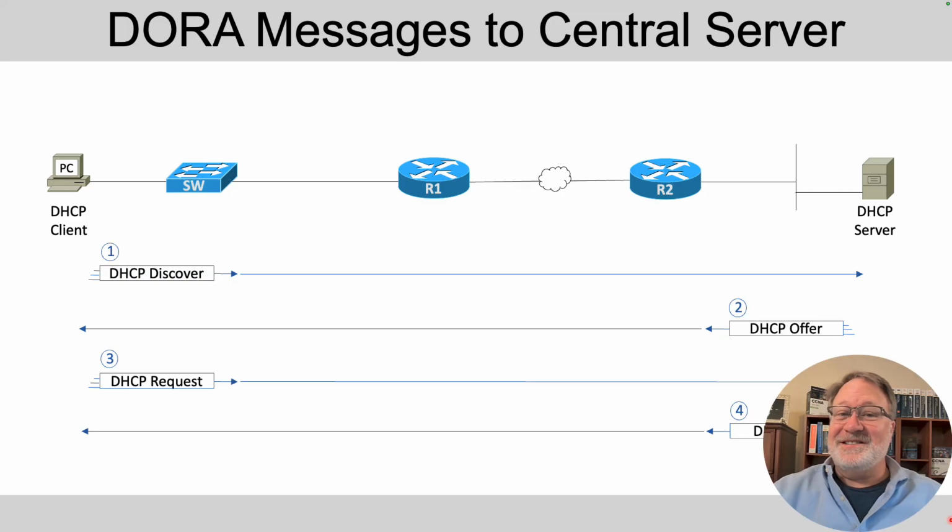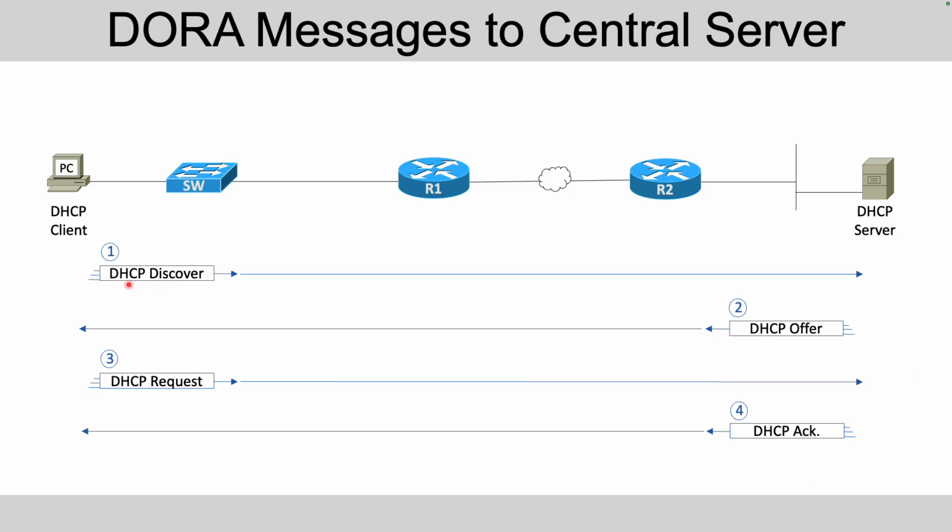We talked about DHCPv4 a while back, but you may have forgotten some details, so let me review a few things. First off, we've got a client on the far left, and there are two routers between it and the DHCP server, which is pretty normal, that the server is centrally located and far away from most of the clients. With DHCP version 4, the messages used to lease an IPv4 address are discover, offer, request, and acknowledgement. So we'll refer to those as the DORA messages.